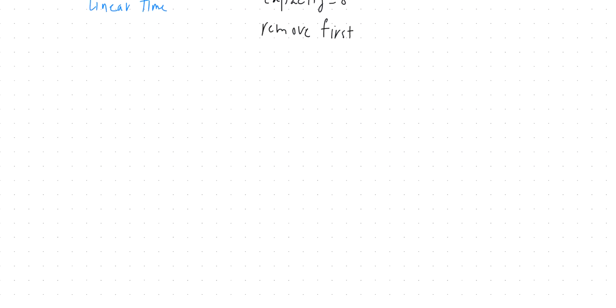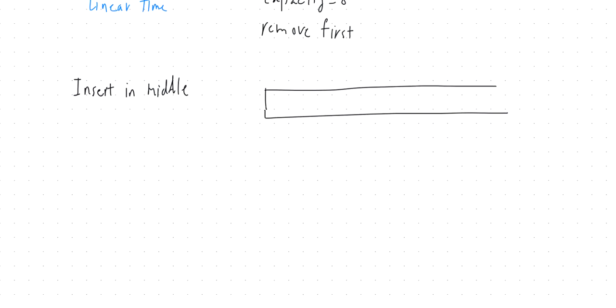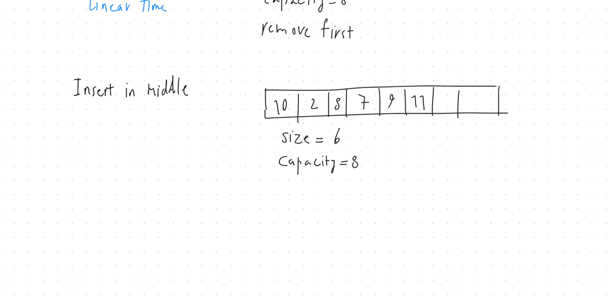So let's start with insert in the middle. Okay. 10, 2, 8, 7, 9, 11. So size is 6. 1, 2, 3, 4, 5, 6. Capacity is 8. Now I want to insert, let's say 23. And let's say I want to insert it here between 10 and 2.